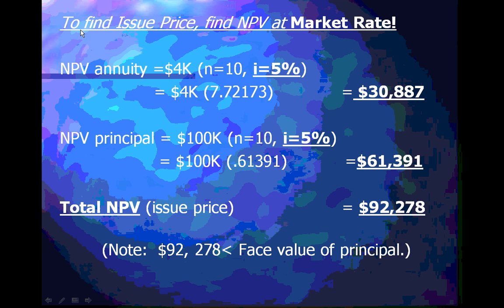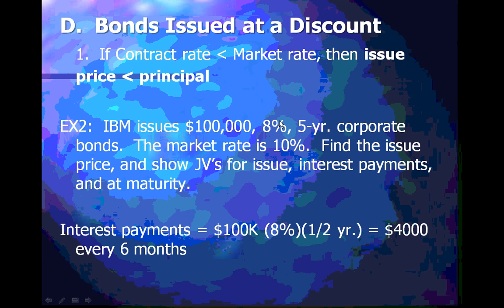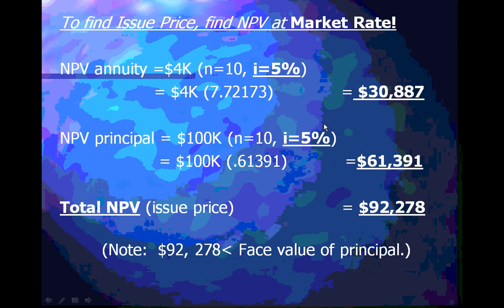Okay, now, just like the last problem we showed, to find the actual issue price, remember it'll be less than 100,000, we got to find the net present value using the market rate. Okay, so it was a 5-year bond. All bonds are semi-annual unless we state otherwise. Therefore, the 8% interest rate, let me go back here. The 5-year term, 2 payments a year, means n equals 10.